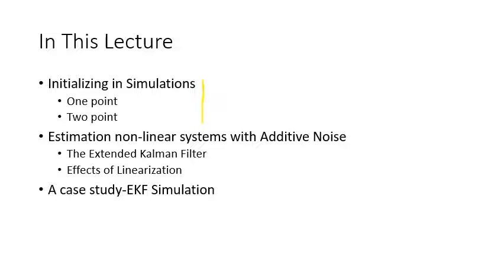Okay, so there are two kinds of initializations. The first one is the one-point initialization, and the second one is the two-point initialization. Note that the application that we are considering is estimating a moving object with a certain known motion model. In the previous lecture, I told you about the constant velocity model, and I am going to present a case study where we can analyze how to work with a constant acceleration model as well. So for now, we are going to see this topic, how to initialize your simulations.